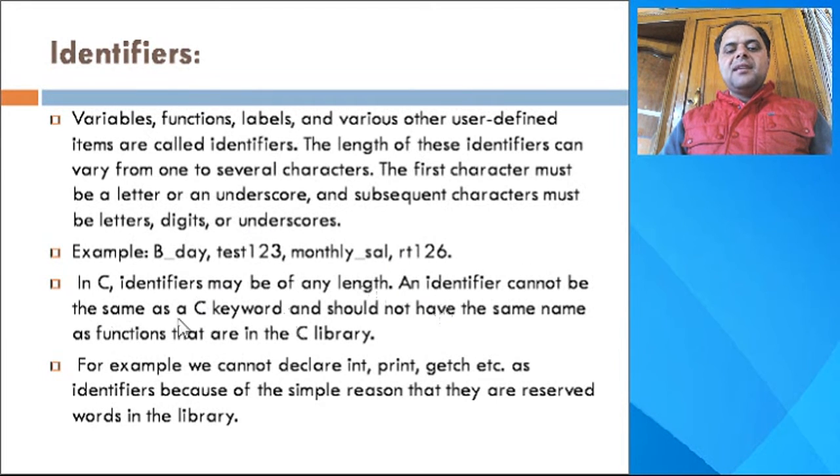An identifier cannot be the same as a C keyword and should not have the same name as functions that are in the C library. So an identifier should not be a keyword. We will discuss keywords in the next slide. It should also not be the name of a function in the C library, or we can say we cannot use the name of a library function as an identifier.